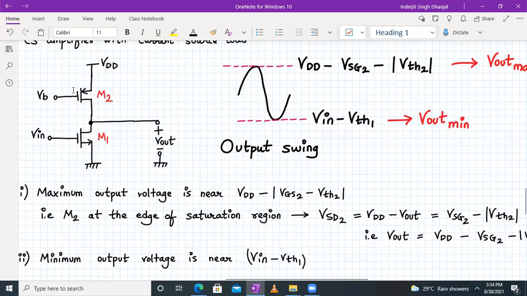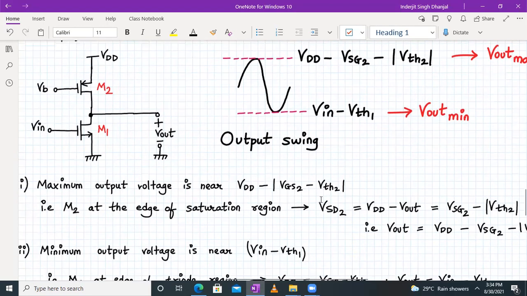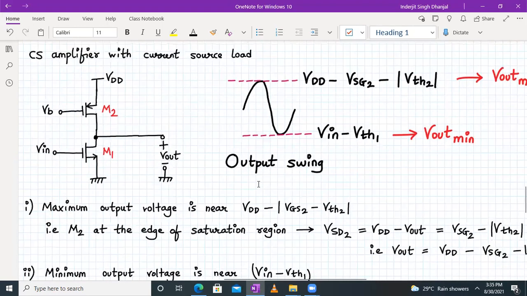So how is that? We get the maximum output voltage whenever M2 is at the edge of the saturation region. And when is M2 at the edge of the saturation region? When VSD2, which is equal to, now how can we write VSD2?